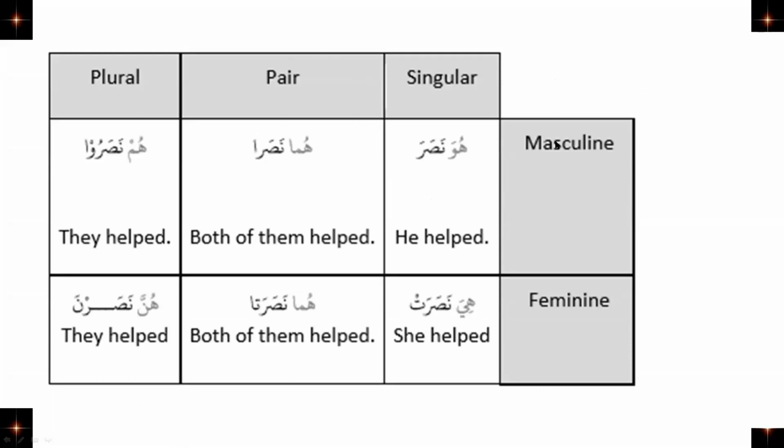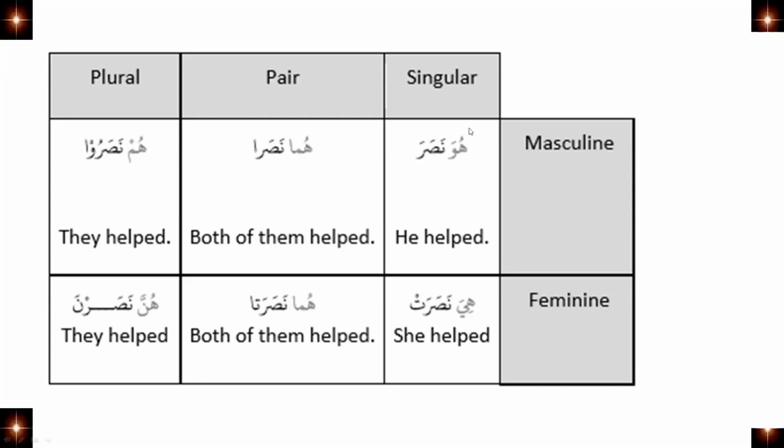So always remember this chart. This is just one part of it. Mufrad, muthanna, jam', singular, pair, plural. And then this is masculine, feminine. So huwa, huma, hum, hiya, huma, hunna. You can see the pronouns. So huwa nasara, huma nasara, hum nasaru, hiya nasarat, huma nasarata, hunna nasarna.